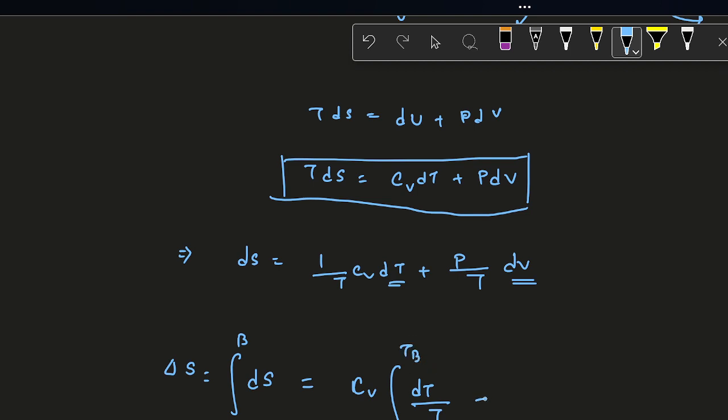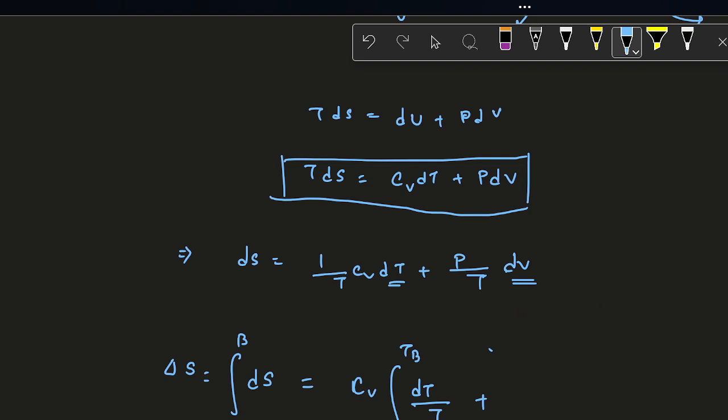Now for the second term, there is dV, which is in terms of volume, but the coefficient of that is P by T. So you have to adjust it a little and express it entirely in terms of volume, so that the parameters match and you can do the integral. Just like in the first term you had dT by T, you have to express this term in terms of volume so that you have something to integrate with the integrand dV. So how to do that?